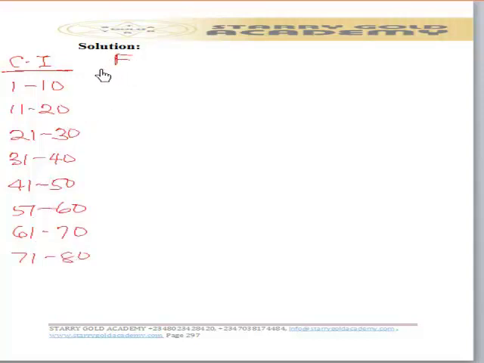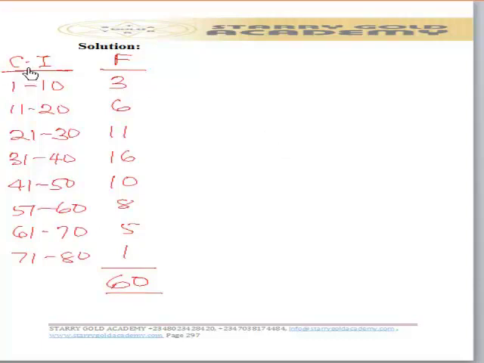Then we are given the frequency. The frequencies are 3, 6, 11, 16, 10, 8, 5, 1, and the total of this, though we were told is 60, we need to confirm it. So we have 3 plus 6 plus 11 plus 16 plus 10 plus 8 plus 5 plus 1, and this is equal to 60. So that is our frequency.